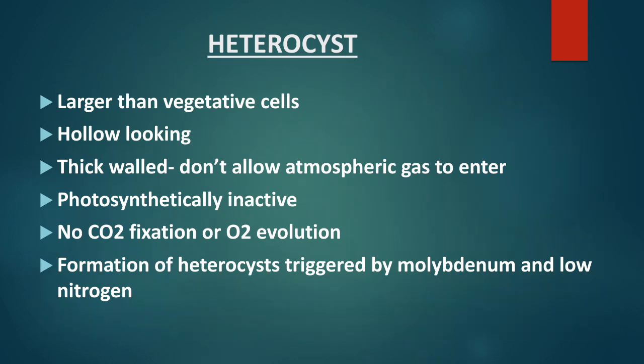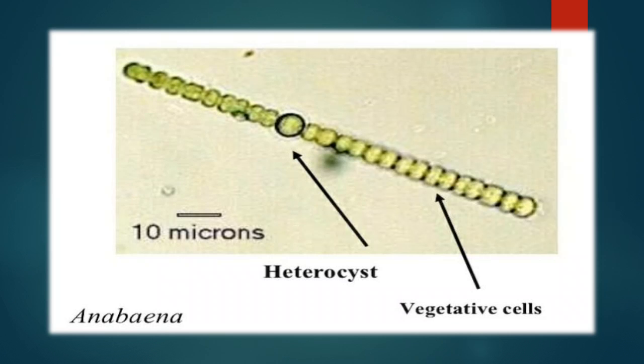Heterocysts are larger than vegetative cells, hollow looking, thick walled, and do not allow atmospheric gas to enter. They are photosynthetically inactive, with no carbon dioxide fixation or oxygen evolution. Formation of heterocyst is triggered by nitrogen deficiency. You can observe here in the diagram heterocyst and vegetative cells in Anabaena.